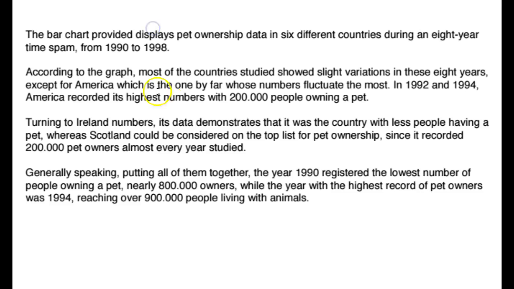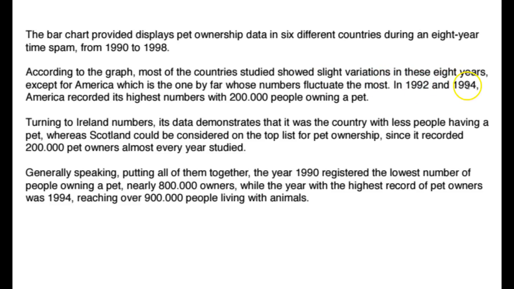So the bar chart provided displays pet ownership data in 6 different countries, I would say over an 8-year period, from 1990 to 1998. Good. According to the graph, the majority of, it's always better to say the majority instead of most. Most is a little bit informal. The majority of countries showed slight variations over the period, except for America, whose numbers fluctuated drastically.